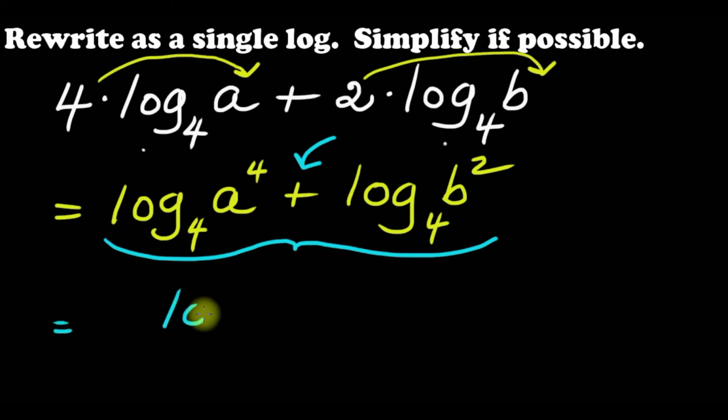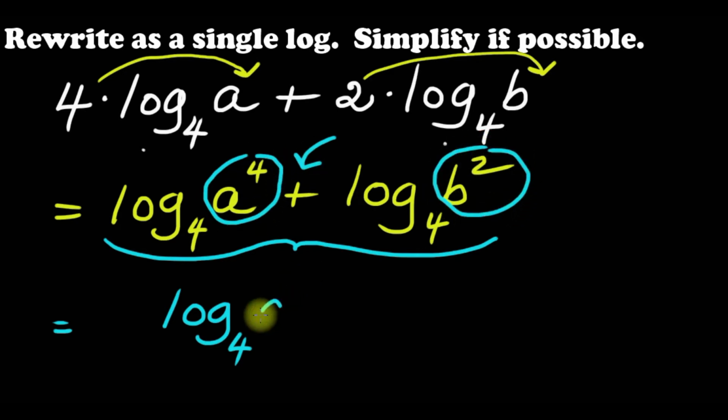So this would be log base 4. The product is going to be a to the 4th power times b squared. So that is condensing. We go from an expression with more than one log down to an expression with just a single log. Okay, so let's take a look at the next one.